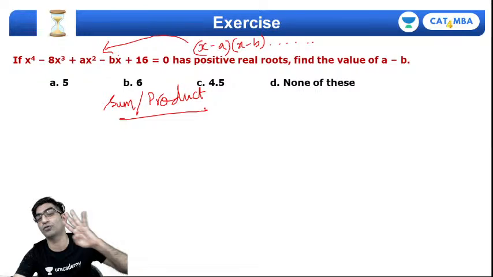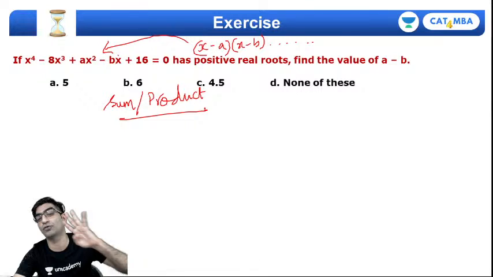The constant term upon the coefficient of x power 4 will be the product of roots, alpha, beta, gamma, sigma, which must be 16. Similarly, the first coefficient divided by this ratio, minus 8 upon 1, will be the sum of roots one at a time, which means alpha plus beta plus gamma plus sigma. So you have 4 values which give me a sum of minus 8.